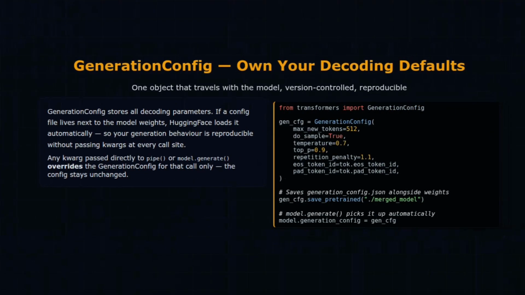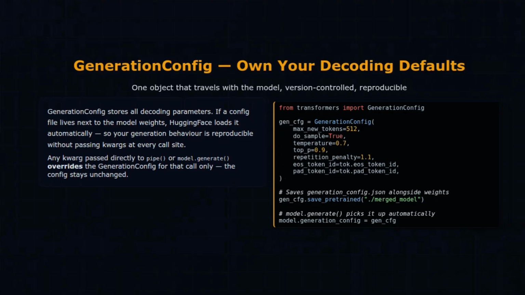Every time you call model.generate or the pipeline, there's a GenerationConfig object driving the decoding. The question is whether it's yours, with intentional values, or a default you've never looked at. GenerationConfig stores all decoding parameters in one object that can be saved as generation_config.json right next to your model weights. When you load the model later, Hugging Face picks that config up automatically, which means your generation behavior is reproducible without anyone having to remember to pass the right kwargs at every call site.